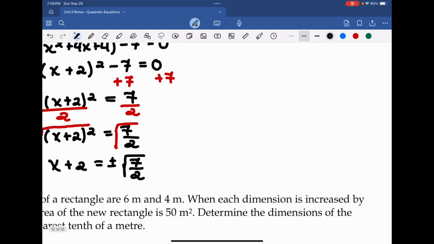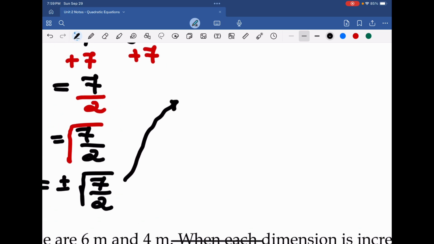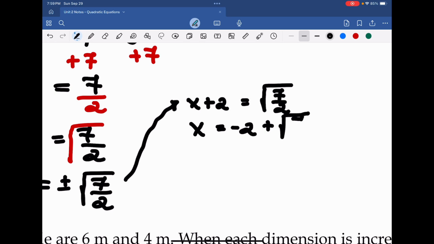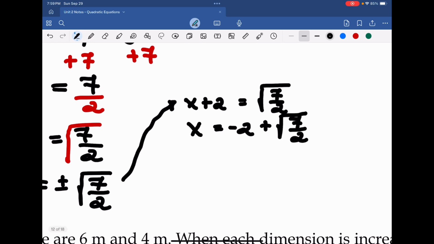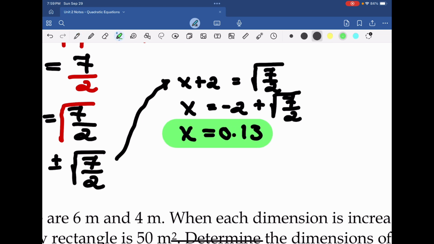Off to the side here, we're going to arrow up and do one solution up here, and then we'll do our other solution right below it. The first solution is x + 2 is equal to the positive root of 7 over 2. That means x is going to be equal to negative 2 plus the square root of 7 over 2. To the nearest hundredth, which is the second decimal place, we're going to get an x value equal to 0.13. There we go, and we want to make sure we highlight that solution here.